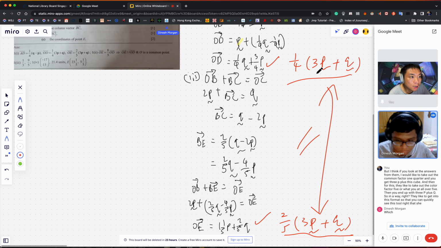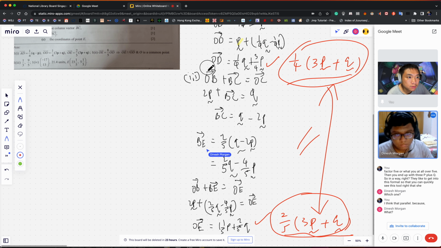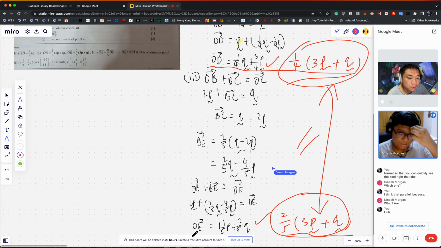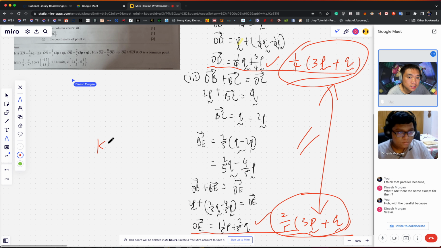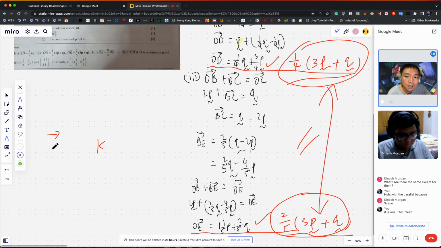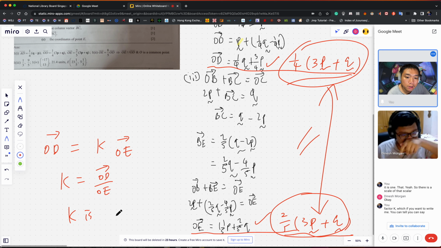They're the same except for the scalar. So there is a scalar factor k, which if you want to write it, you can say OD is equal to k OE, or in another way, k is equal to OD over OE, and k is a constant.